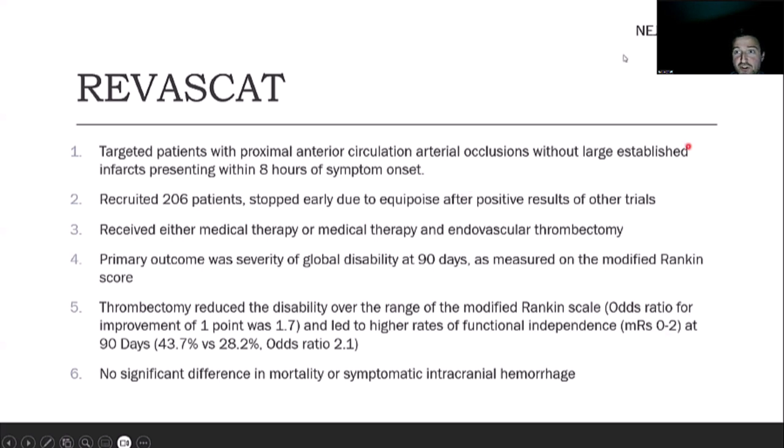REVASCAT came out in June 2015, so all of these studies started pouring out as soon as they started seeing positive results in the initial trials. So they targeted patients with proximal anterior circulation arterial occlusions without large established infarcts within 8 hours of symptom onset.